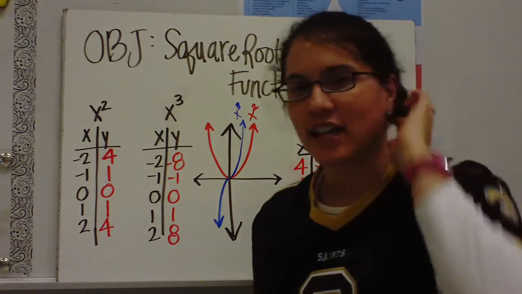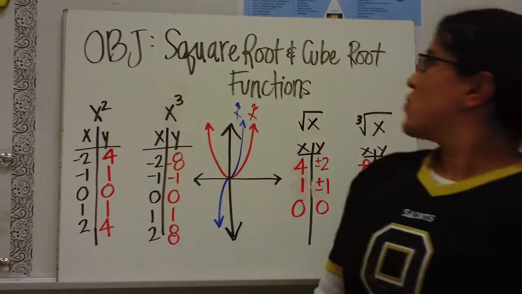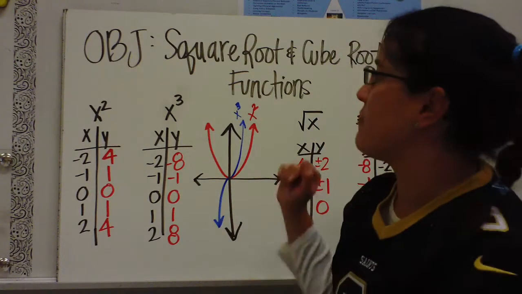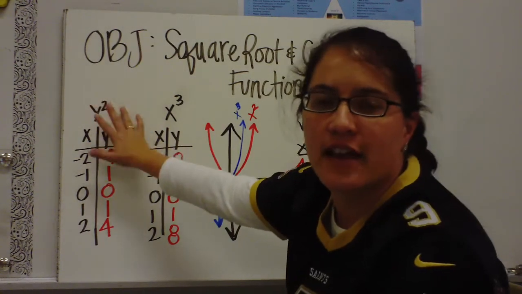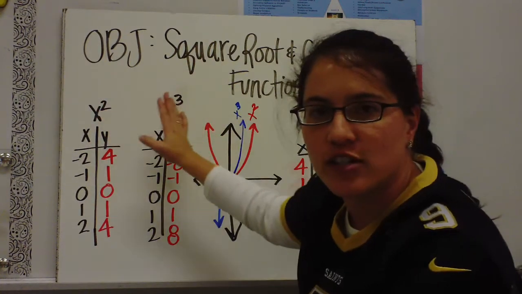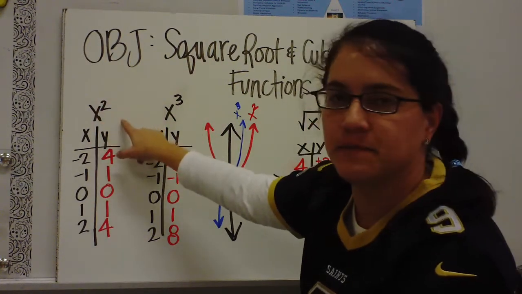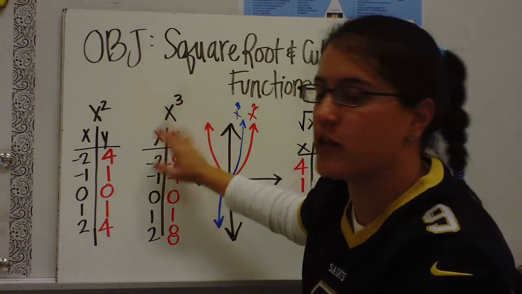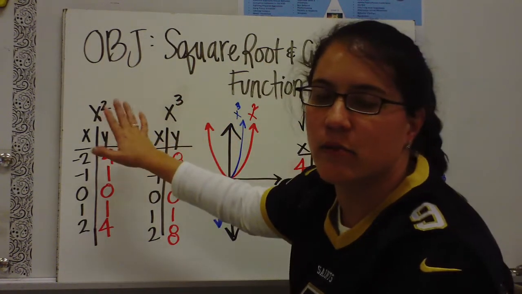So today's lesson is square root and cube root functions. Just a little bit of background. The square root function is the inverse of x squared, and the cube root function is the inverse of a cube function. So this is just a quick way to show you.